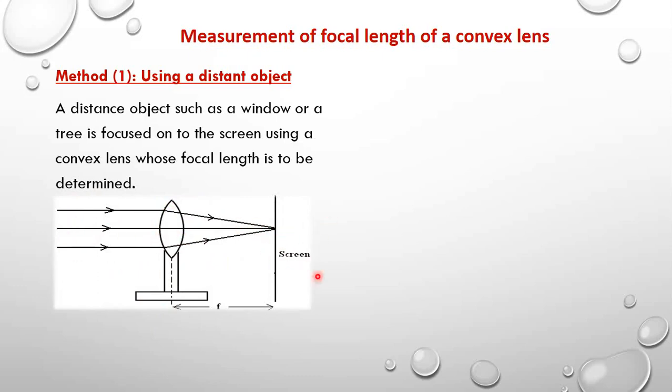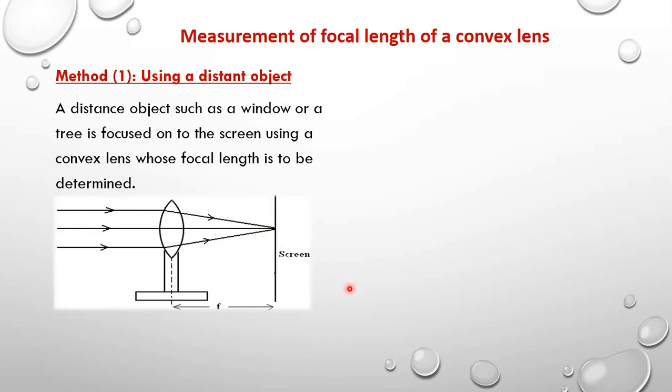Now, to ensure this, we need to first of all note that you do this experiment where there is limited light, so that we don't have interference of other light rays coming onto that screen. So we make sure that the room has limited light or is quite dark, so that we can have a sharp image of the distant object formed on the screen.